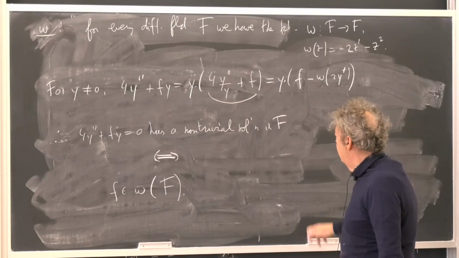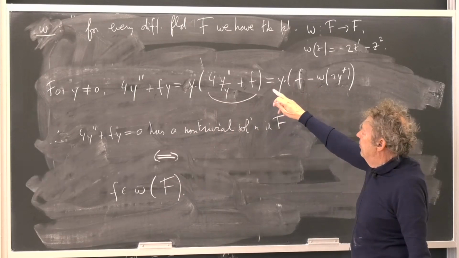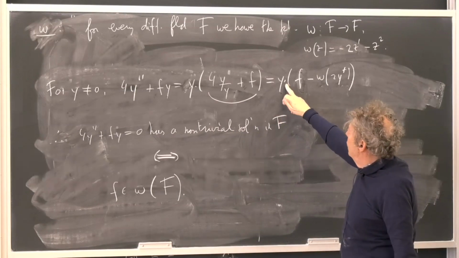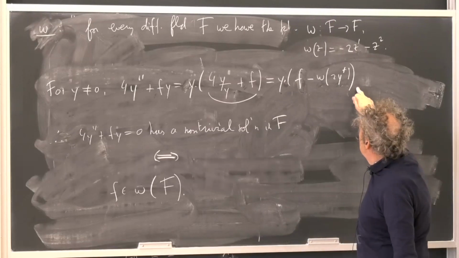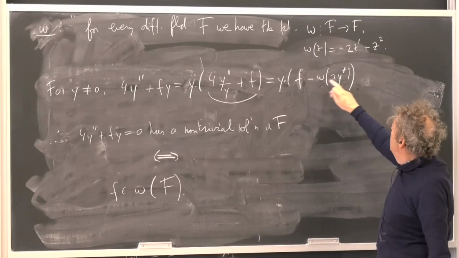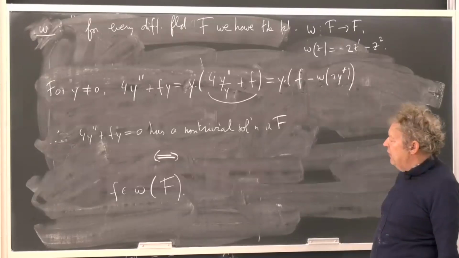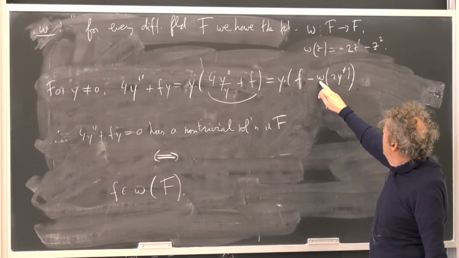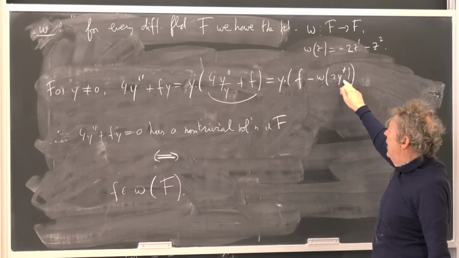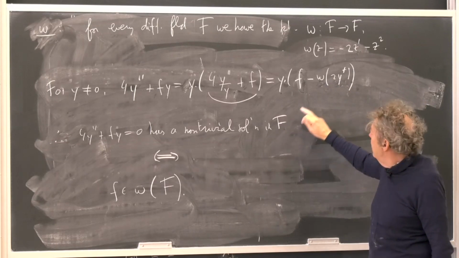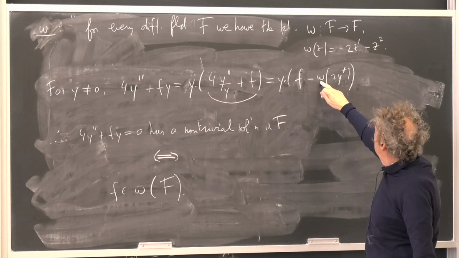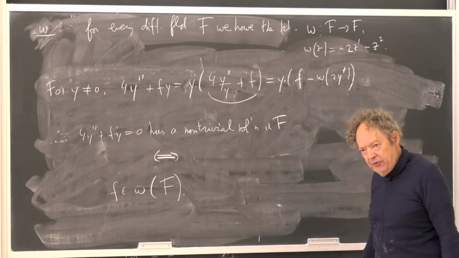F is in the image, right? Because if you have a non-trivial solution, then for a non-zero y, this product becomes zero. That means that F is in the image. And conversely, if F is in the image, you write F equals omega of y. And then, since we are assuming that all elements of capital F are daggers, it means that F can be written as omega 2y dagger for some y.